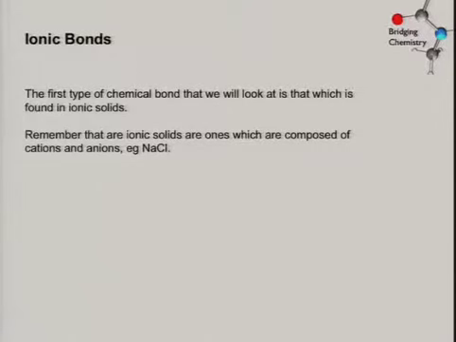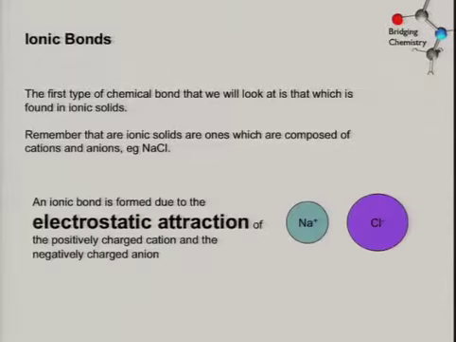So it's the type of bonding that you find in ionic solids, like sodium chloride. And so ionic solids are the ones that are composed of cations and anions. And what you find is in an ionic solid, the ionic bond is just due to the so-called electrostatic attraction between the positive charge on the cation and the negative charge on the anion.